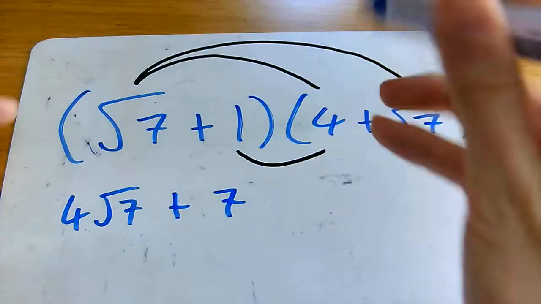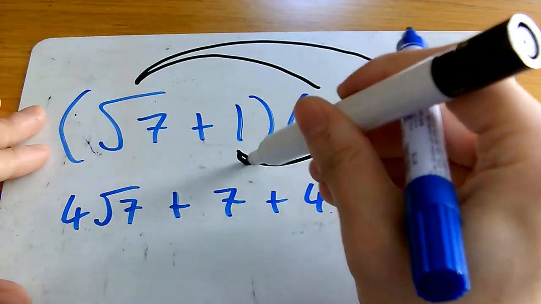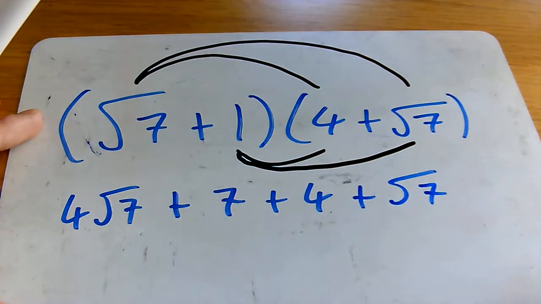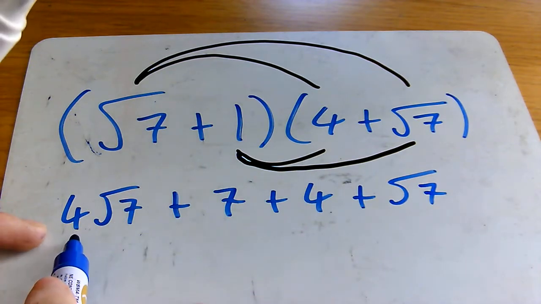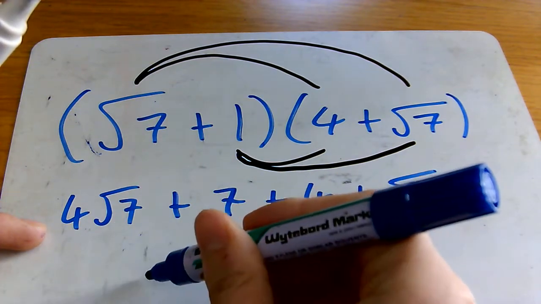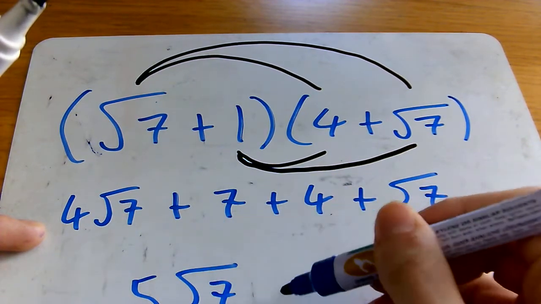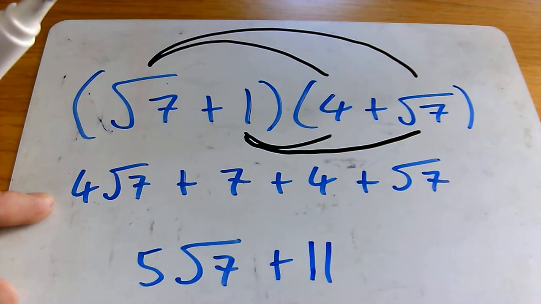1 times 4, that's 4. 1 times root 7, that's root 7. So this is expanded. We can do some simplification now. 4 root 7s and 1 root 7, that's 5 root 7s, and then the numbers themselves, 7 and 4, is 11. So that is our expanded bracket.